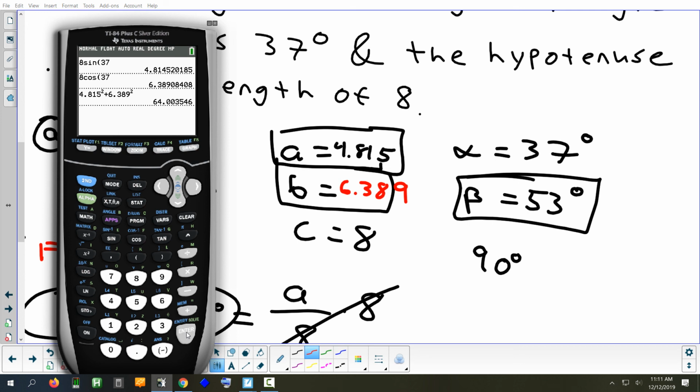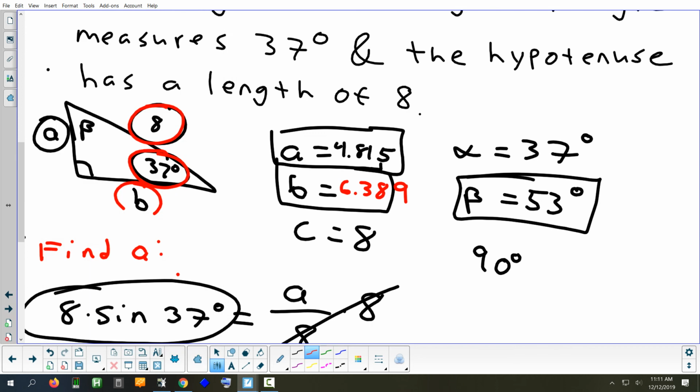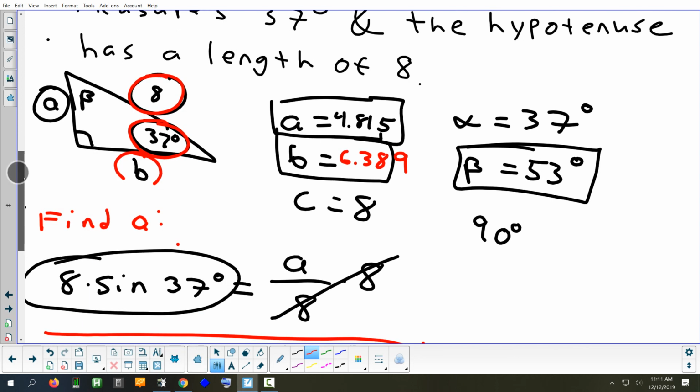So is something wrong? No, it's just because I rounded. But because A squared plus B squared did equal C squared, and everything else I checked, that confirms we probably did it right. Questions on that?